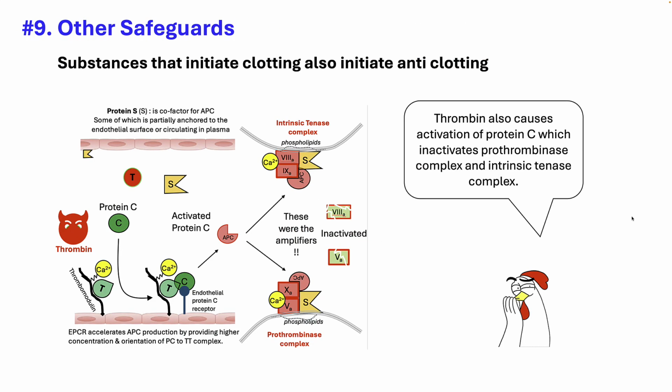There are other safeguards present in the system as well. Substances that initiate clotting also initiate anti-clotting. So thrombin, which is the final molecule from your intrinsic and extrinsic pathways, also initiates the process of limiting clot production by activating protein C. Activated protein C degrades the amplifiers such as the intrinsic tenase complex and prothrombinase complex. We'll discuss more about the regulation of thrombin in some other lecture.